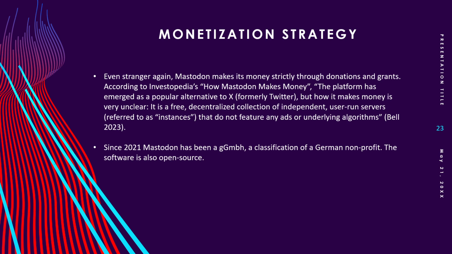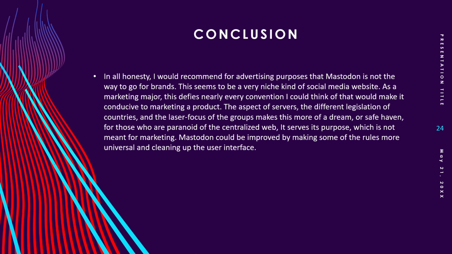For a monetization strategy, taking a turn for the weird, Mastodon makes its money strictly through donations and grants. And according to Investopedia's How Mastodon Makes Money, the platform has emerged as a popular alternative to X, formerly Twitter. But how it makes money is very unclear. It is a free, decentralized collection of independent user-run servers, referred to as instances, that do not feature any ads or underlying algorithms. Since 3 years ago, Mastodon has been a gGmbH, a classification of a German non-profit. The software is also open source.